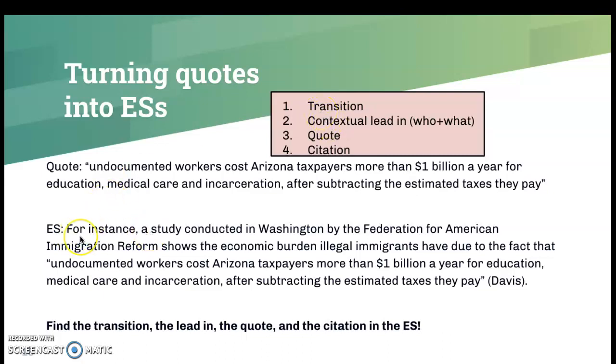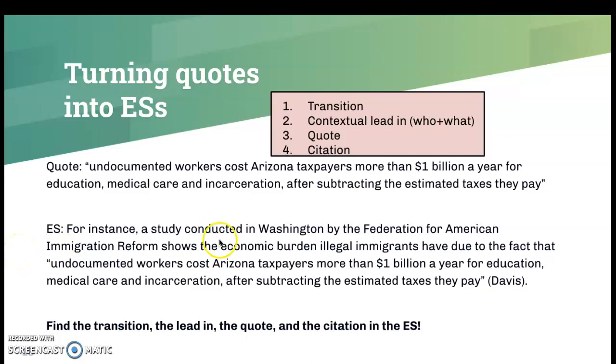Transitions are anything like, for example, for instance, furthermore, in addition, next, finally, first. Any of those types of words, if you're struggling for a good transition and you want to vary them throughout your essay, which is always a good idea, you can always look online for transition words. Tons of lists will come up. So there's our transition, right?